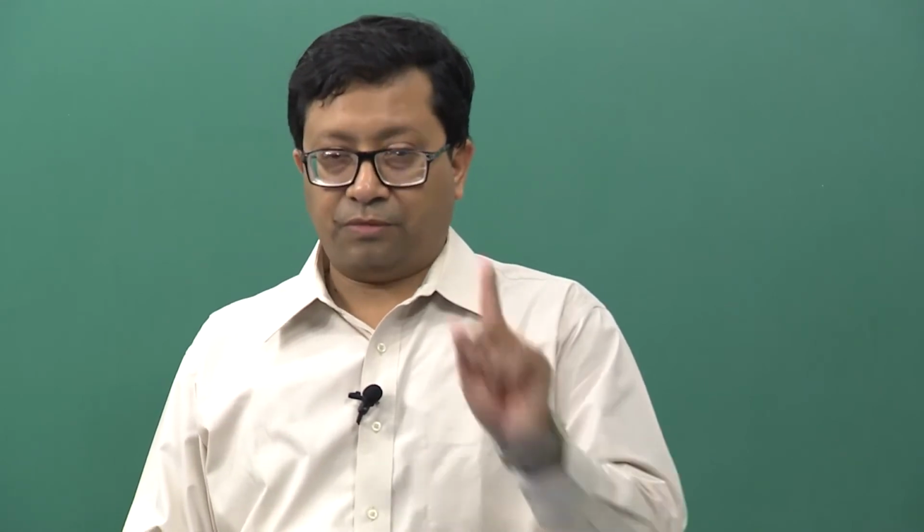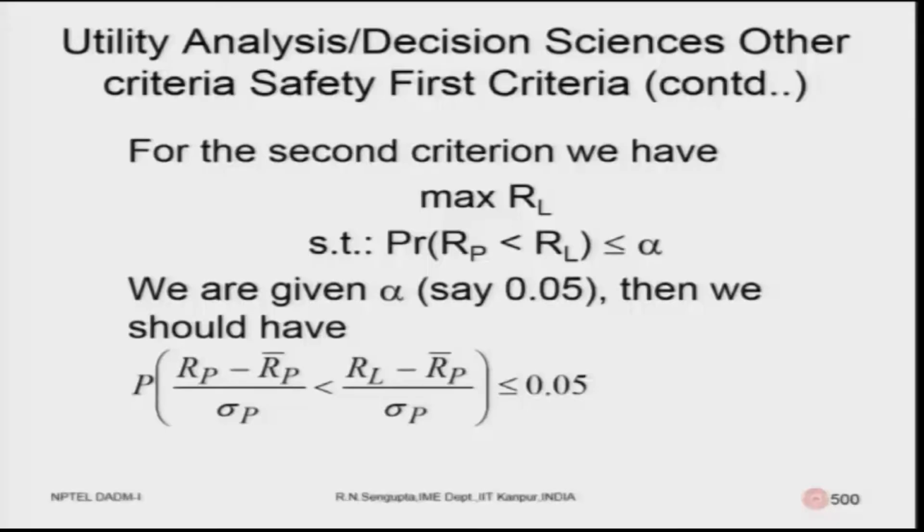So, Chebyshev's inequality basically gives us a bound, maximum value or minimum value, whichever way you look at it, and that is what we get from the calculations in the safety first principle, the first criteria. For the second criteria, what we need to do is find the maximum value of R_L. So, we will basically push R_L more onto the right.